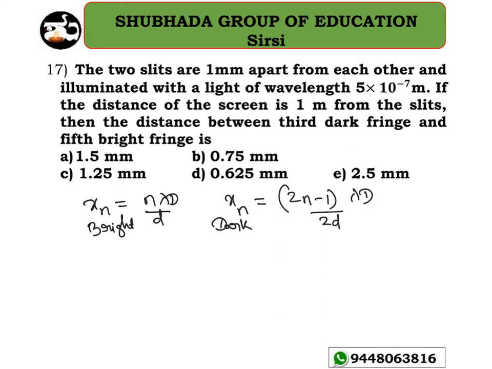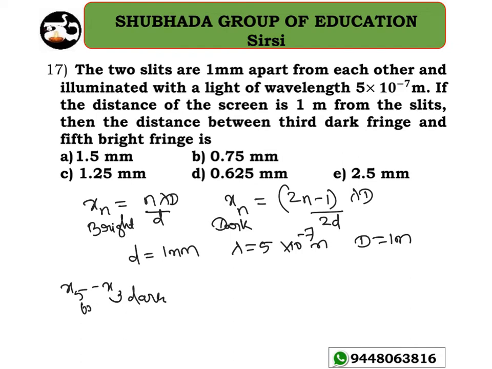Clear? So clearly they have given that small d, the distance between the two slits, is 1 millimeter, and the light of wavelength lambda is given as 5 into 10 to the power of minus 7 meter here. The distance to the screen, capital D, is 1 meter. Then the distance between the third dark fringe and the fifth bright fringe. So let me take it like this now. The fifth bright fringe is x5, and x3 is the third dark, so x5 minus x3 is the question here.